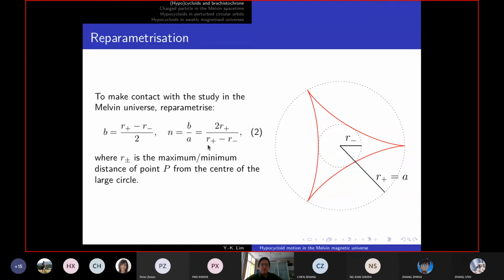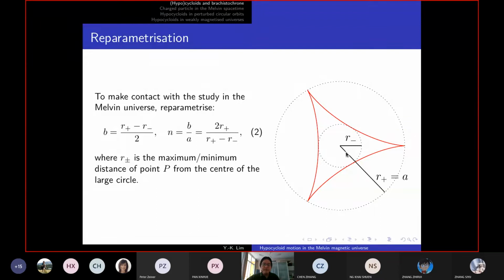So now I'm about to connect the idea of hypocycloids to the Melvin universe, but in order to do that, the parameters used are not very convenient. They are convenient in the original definitions, but to make contact, instead of describing the family of curves in terms of A and B, I will need to express them in terms of R plus and R minus. R minus is just the minimum distance from the center of the larger circle, and R plus is the maximum distance. Therefore, R plus is just A. So the ratio N B over A can be expressed in terms of R plus and this.